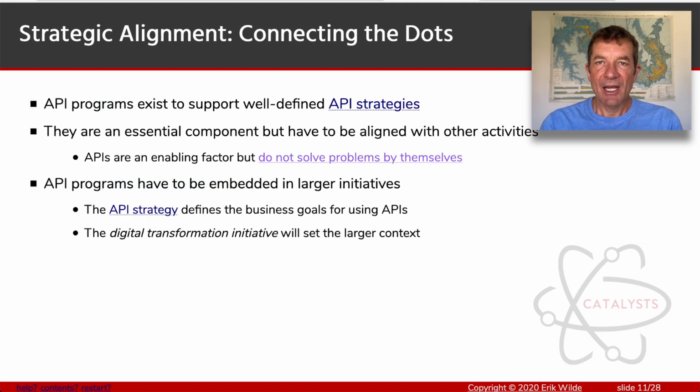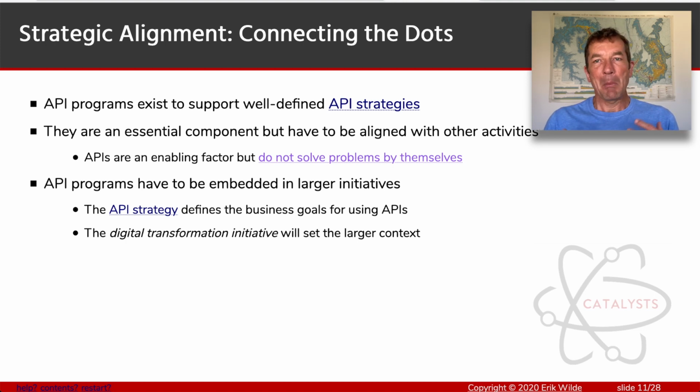The strategic alignment really means that the idea of an API program is to take an API strategy and turn it into reality. Right? An API strategy should tell you what you're trying to accomplish with APIs. And the API program then is what actually takes your strategy and tries to execute it. And that's really hard sometimes for organizations to make explicit.